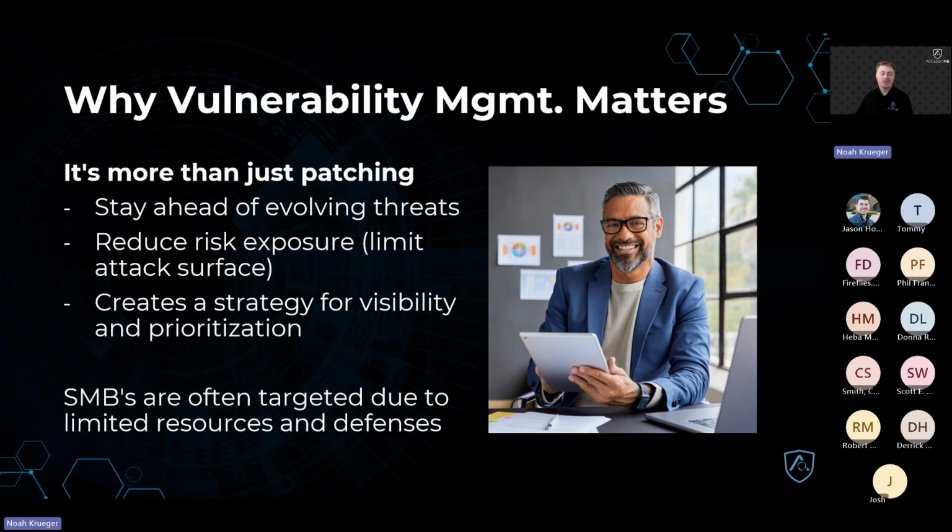When in reality, small to medium businesses are often targeted more frequently because it's easier for the attacker to gain that access. Small to medium businesses don't have the same resources and defenses compared to those larger organizations that have the larger budgets and can afford those more sophisticated tools to fend off those threats.